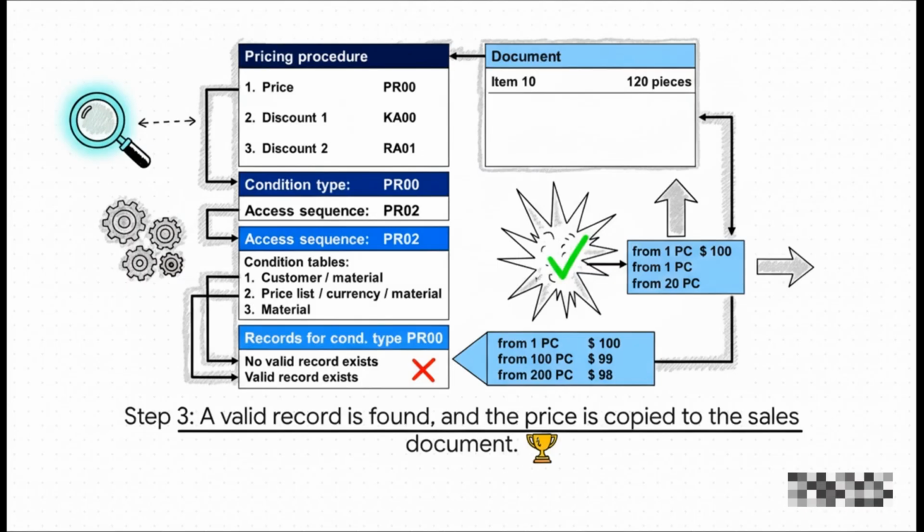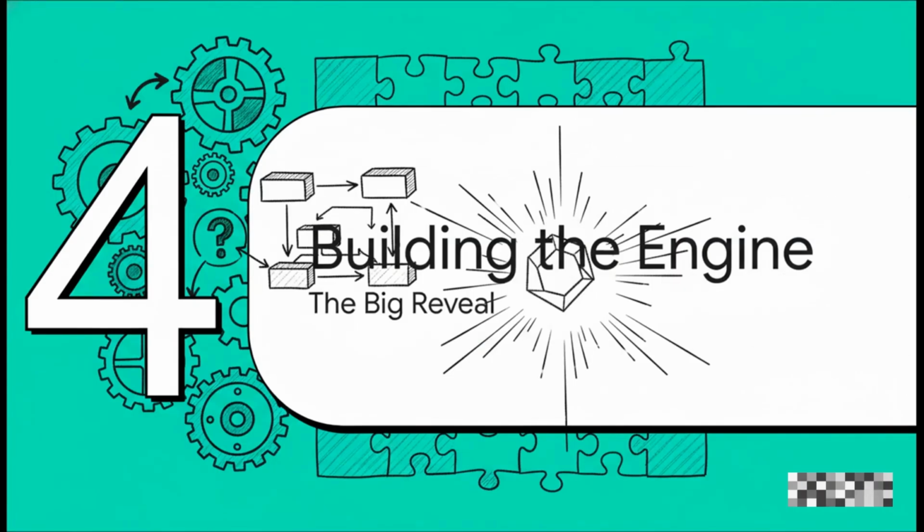On this second try, it finds a valid condition record. A price of $100 exists for this product on the standard price list. The search stops, the system grabs that value, and boom, it pulls it into the sales document. The first step of the recipe is done. And this whole thing happens in a fraction of a second. Okay, so that whole process seems pretty straightforward, right? It's logical, it runs from top to bottom.